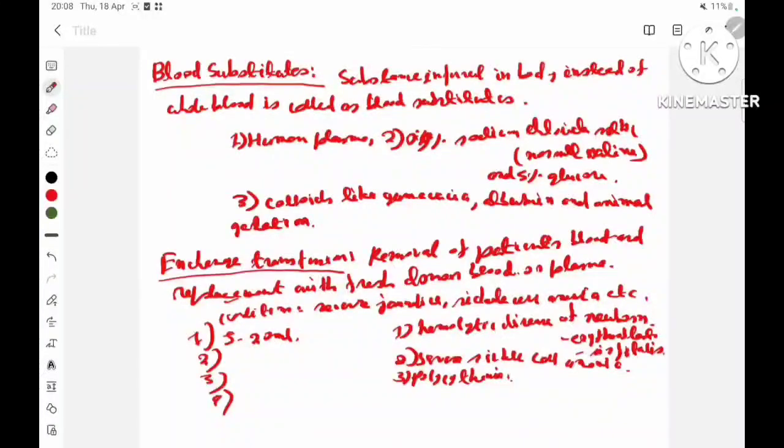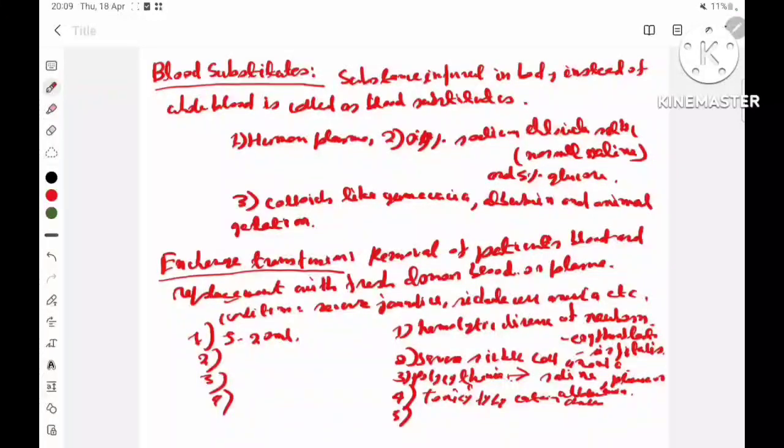In case of severe polycythemia, replacement occurs with saline, plasma or albumin, because red blood cell concentration is more, so in that case plasma is mostly useful. Now, number 4, toxicity by certain drugs. And number 5, severe jaundice in newborn babies which does not respond to UV. Normally neonatal jaundice is treated by exposure to ultraviolet light, so it breaks down the bilirubin which is excreted by the liver.